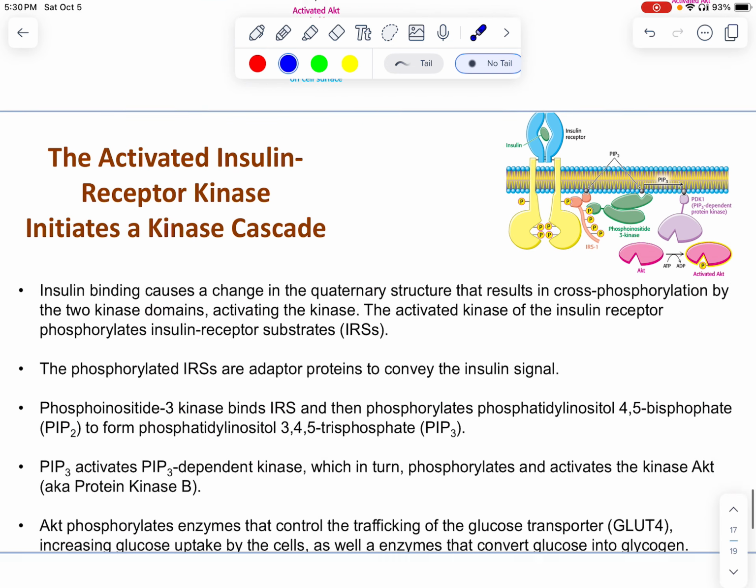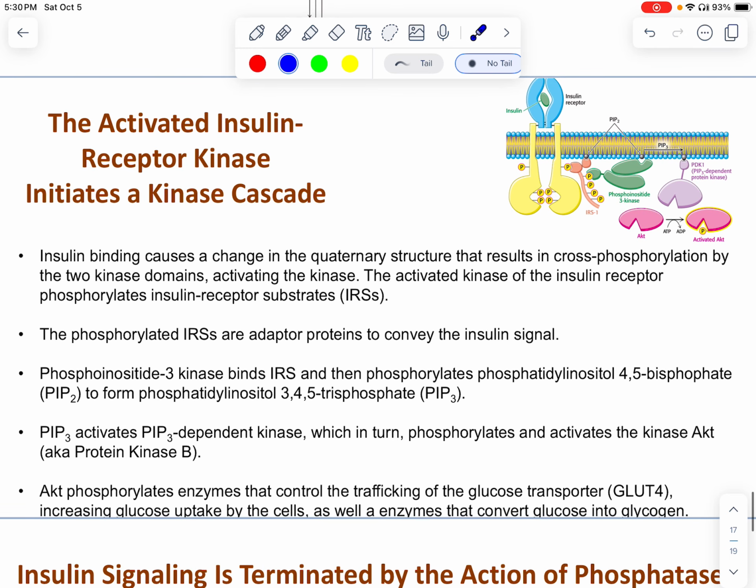All right, talking through it just with some more words. So we have insulin binding that causes a change in the quaternary structure, right? The structure down here that causes cross-phosphorylation of the two kinase domains, activating the kinase. The activated kinase of the insulin receptor, so right here, phosphorylates these insulin receptor substrates, shown in the orange.